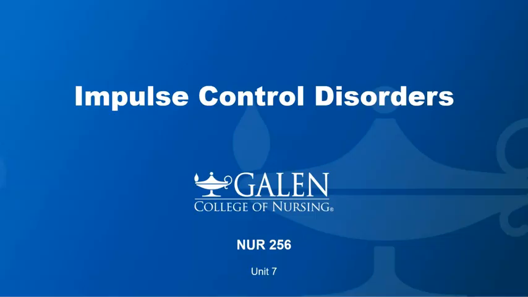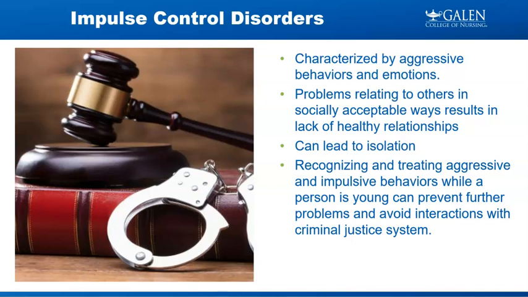Now we're going to go into impulse control disorders. This is still in Unit 7. So impulse control, when we think about it, impulse shopping is a good one to segue into. If you're at the grocery store and they have something on an end cap and you're like, ooh, I love this. This is a new flavor. I want to try it. And we impulsively buy something. That is the simplest example when we talk about controlling impulses.